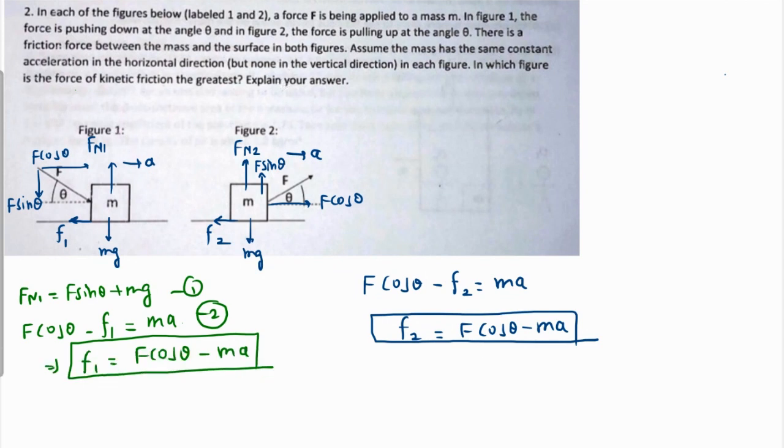So in this case, since the angle is also same, the force is also same. So as per the equation which we are getting, the friction force turns out to be the very same. In which figure the force of kinetic friction is greatest, it is actually the very same in both the cases, and we can clearly see it's F cos theta minus ma. That's got to be the force of friction. So from this calculation, we can definitely comment that it is same in both the cases. Thank you.